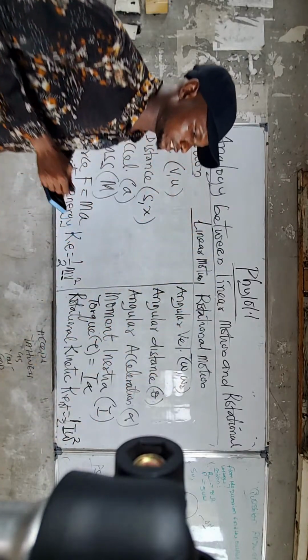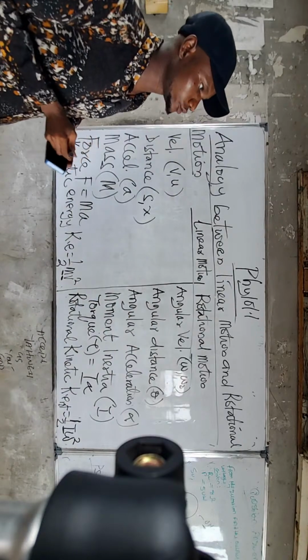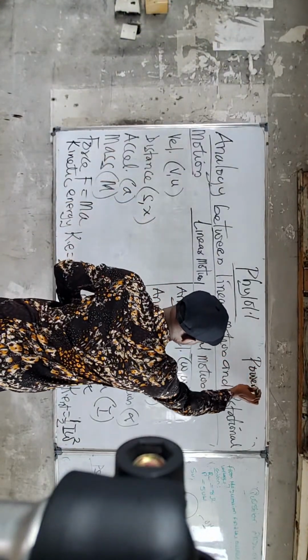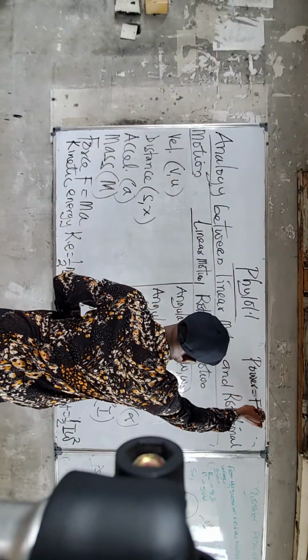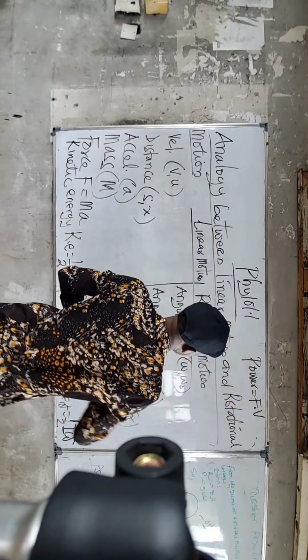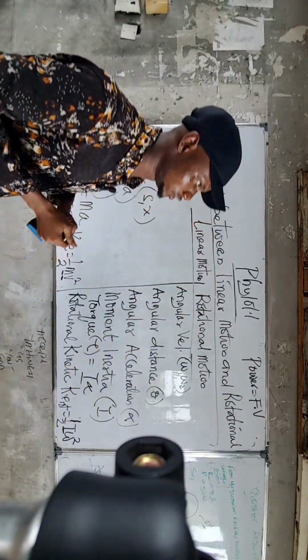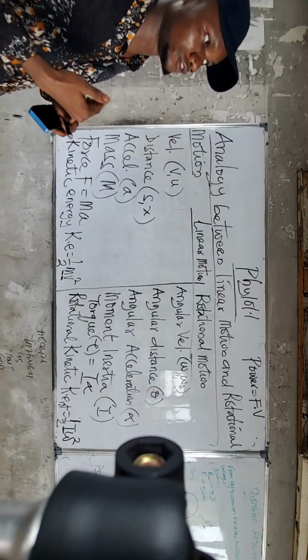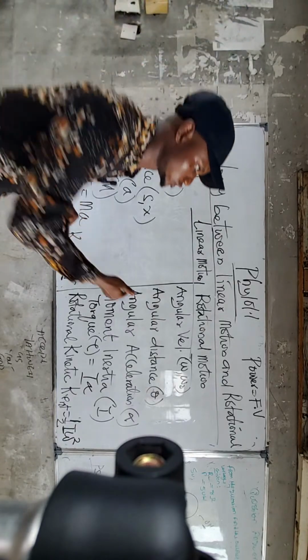Now from what I told you guys, if I want to express power, power is said to be force times velocity here. Remember, power can also be force times velocity. When you are comparing with force, when you are given velocity to calculate power, you can use this formula here.